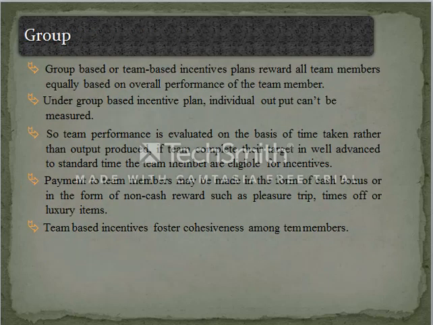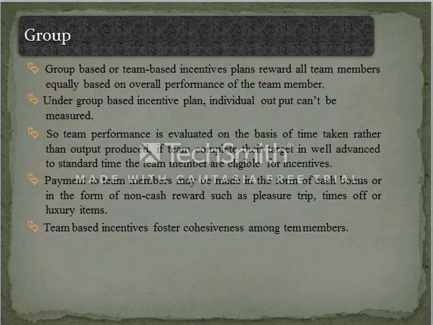The next category is group based incentive plans. Group based incentive plans means that instead of giving individual incentive, we are considering the team members as a group, and we provide equal incentive according to their performance. Under group based or team based incentive plans, all team members are rewarded equally based on the overall performance of the team.